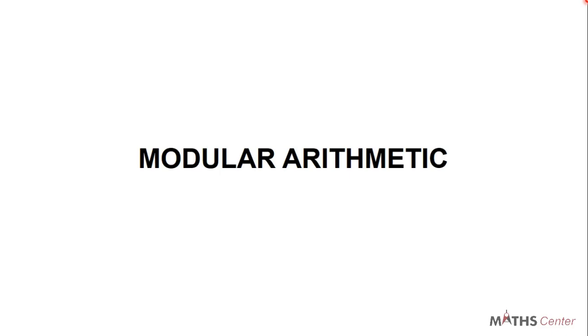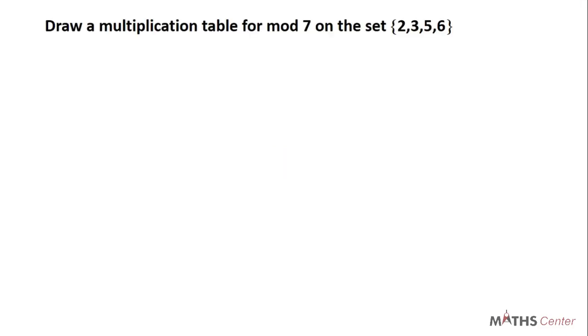Welcome back. We are on the topic modular arithmetic. In the previous video, we solved a question on drawing a table for an operation in a given modulus. In this video, we are going to solve a question on drawing a table for an operation in a given modulus when the set of values have been defined for you. The question for this video is: draw a multiplication table for mod 7 on the set 2, 3, 5, 6.